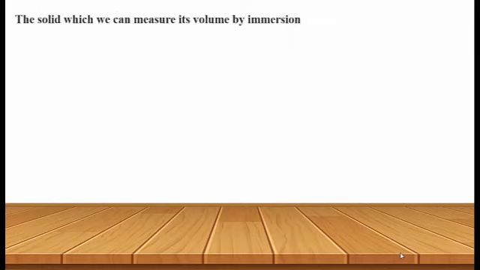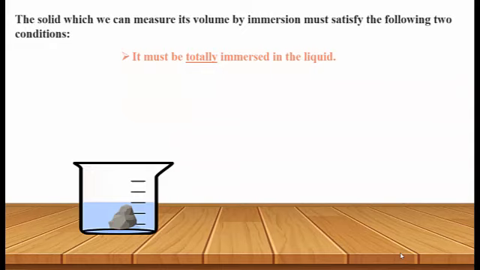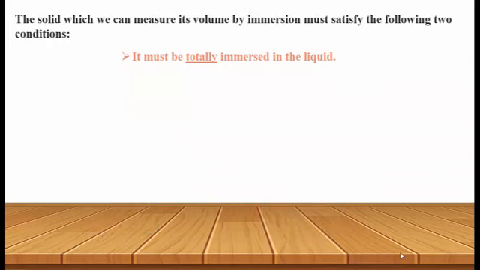Please pay attention here, that is a very important note. The solid which we can measure its volume by immersion must satisfy the following two conditions. What are these conditions? It must be totally immersed in the liquid, like that shown in this beaker. The stone is totally immersed in the liquid, while in the second beaker it's not, so it's not correct.